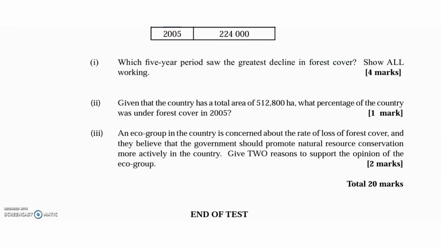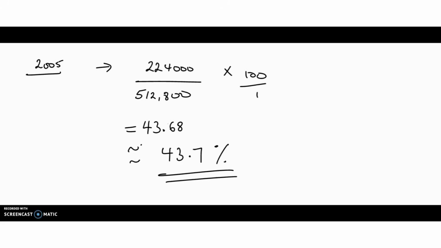Given that the country has a total area of 512,800 hectares, what percentage of the country was under forest cover in 2005? For the year 2005, we can see 224,000 here, right? We divide by the total amount, 512,800, and multiply by 100. You will get 43.68 whatever, which is approximately 43.7%.